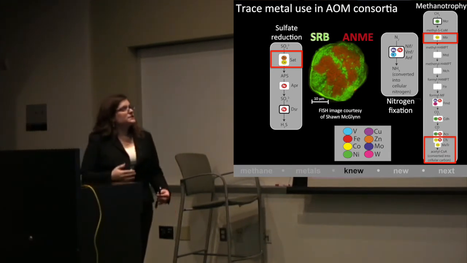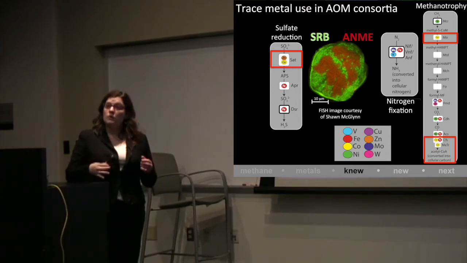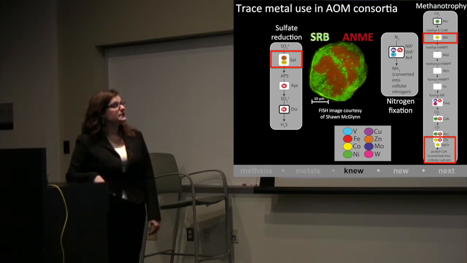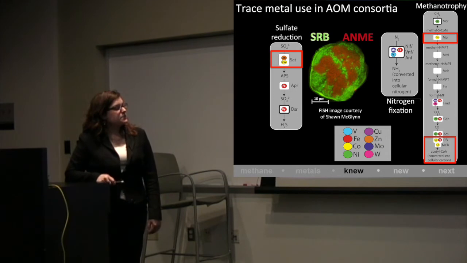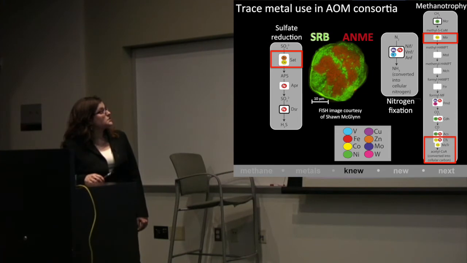So where do we see cobalt use in enzymes in these AOM consortia? Well, cobalt is actually really important for both anaerobic methanotrophy and sulfate reduction. It's present in the MTR enzyme, which is the second enzyme in reverse methanogenesis. And it's also present in the acetyl-CoA pathway, the Wood-Ljungdahl pathway, for conversion of this carbon from methane into cellular biomass. And some studies also suggest that it's used in the first enzyme in sulfate reduction as well.